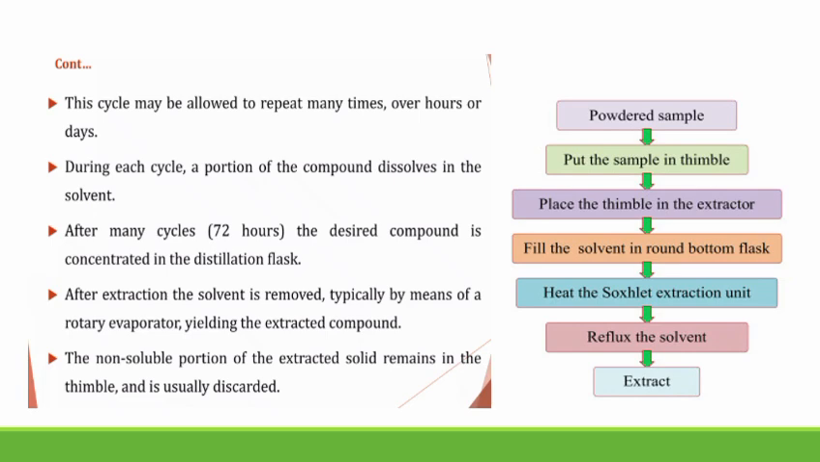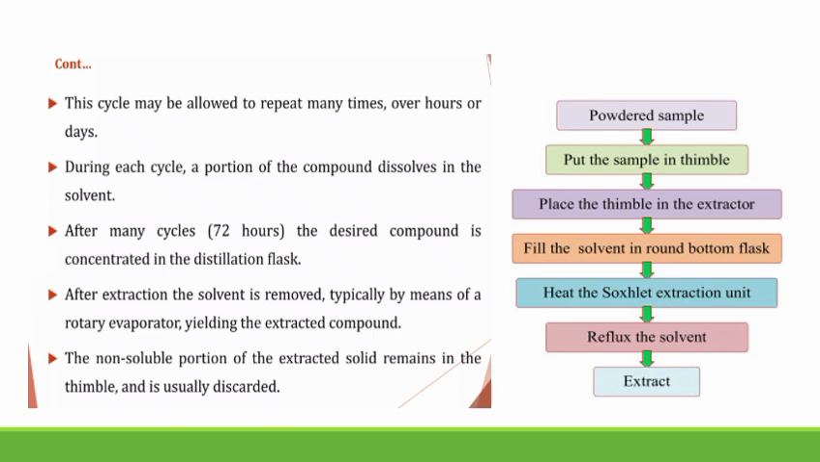And again, this cycle may be repeated many times, over hours or days. During each cycle, a certain portion of the compound dissolves in the solvent. After many cycles, around 72 hours, the desired compound is concentrated in the distillation flask. After the extraction, the solvent is removed, typically by means of a rotary evaporator, yielding the extracted compound. The extract will also contain solvent, which will be removed with the help of the rotary evaporator. The non-soluble portion of the extracted solid remains in the thimble, and we will discard that non-soluble portion.